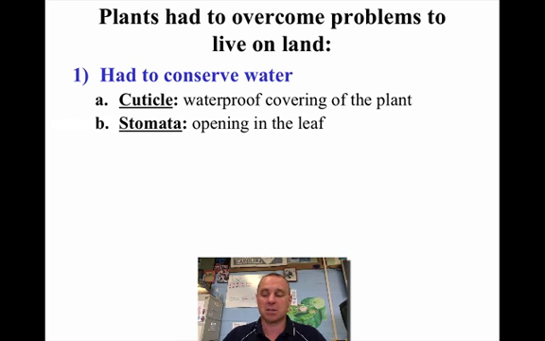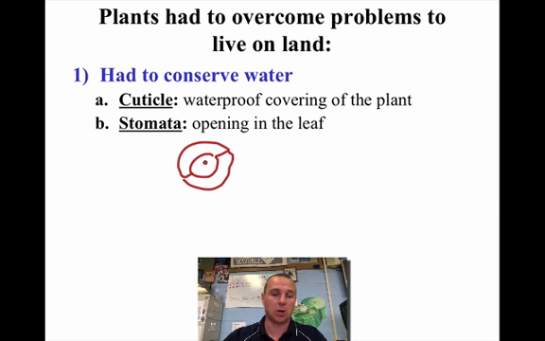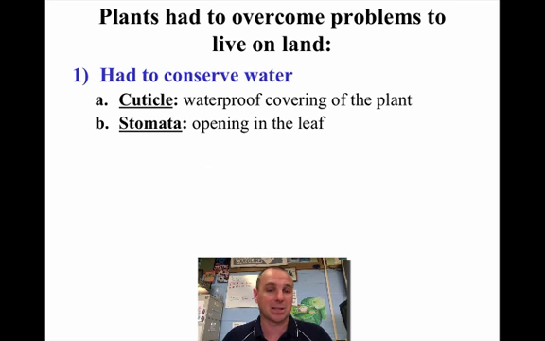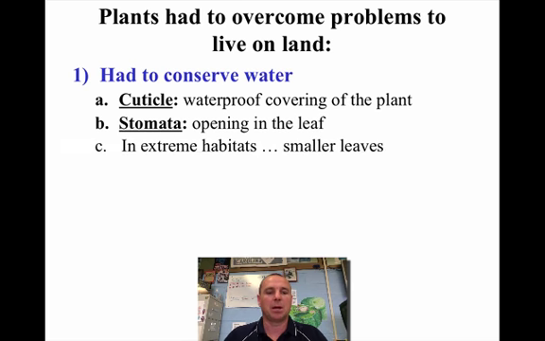It has stomata. Stomata, if you remember, are openings in the leaf. I mean, they're just holes in the leaf that have guard cells around them. And these openings, whenever they are fully open, that allows water and gases to transport out. And when it's closed, it doesn't allow for water and gases to leave the plant. And then in extreme habitats, you may even have smaller leaves, like in the desert, have needles.